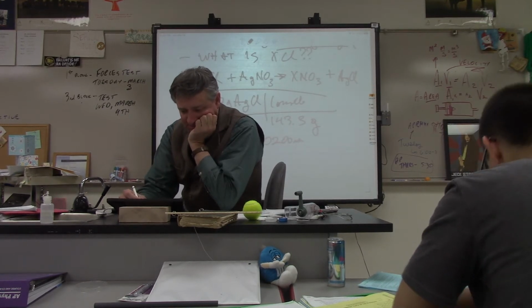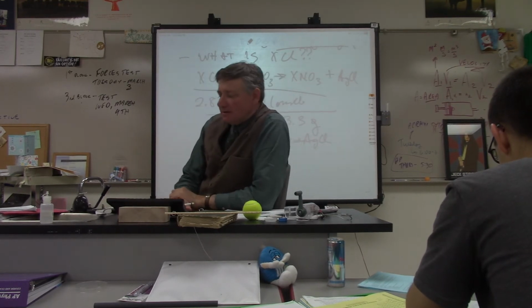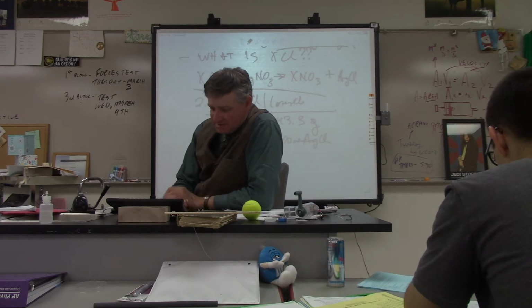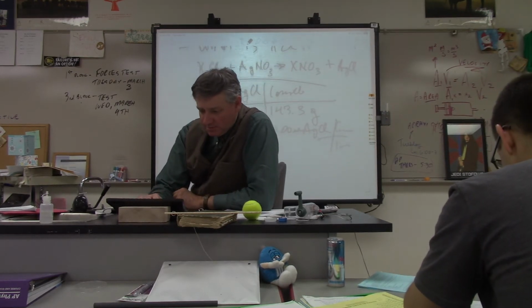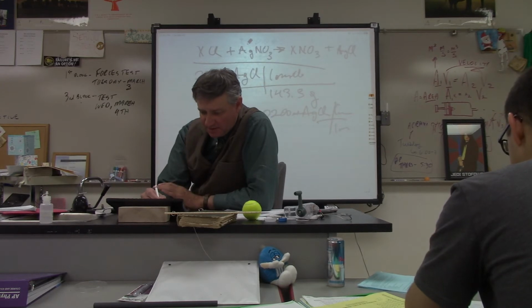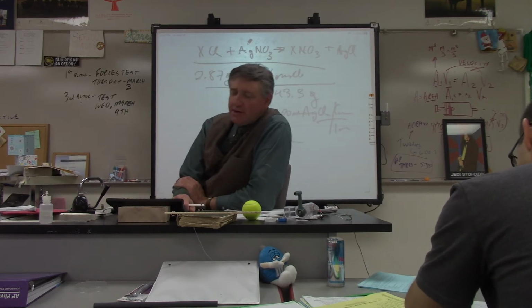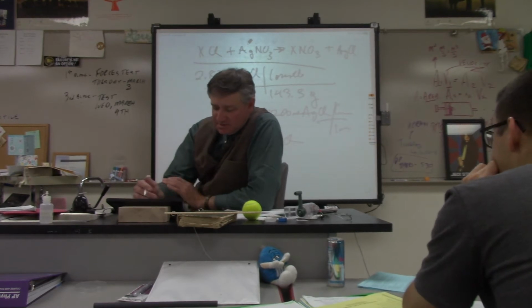Moles of silver chloride. So what else does that mean? There's 0.02 moles of X chloride, because it's a 1-to-1 ratio. 1 mole, right? So that also means I've got 0.020 moles of X chloride. So now what? Are you using X nitrate or chloride? Same.